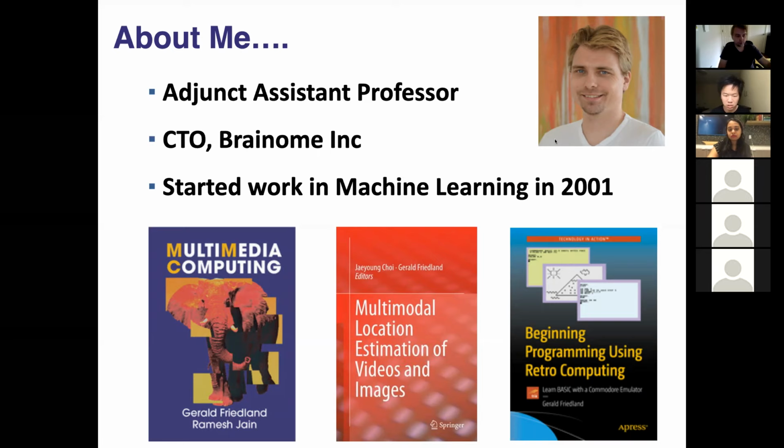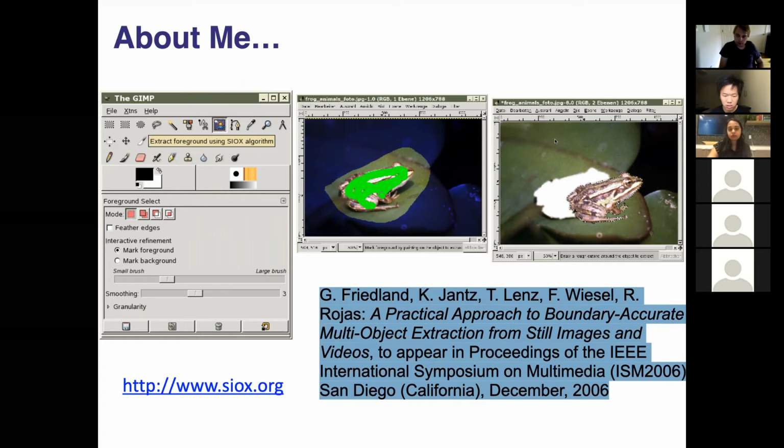So stuff I did, for example, in 2006, I released a tool that's still in GIMP. If you download GIMP, it's like an open source Photoshop, and you use this tool, I can extract foreground using the Cyox algorithm. The Cyox algorithm is sort of my PhD thesis. And so it's been in there for the last 15 years. If you want to take a look at that, it's kind of a neat algorithm to separate foreground from background using user interaction, but obviously saving a lot of user interaction compared to having to do it manually. So that was sort of my first foray into AI.